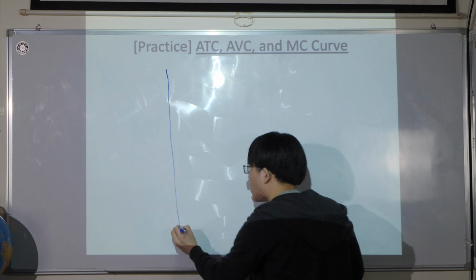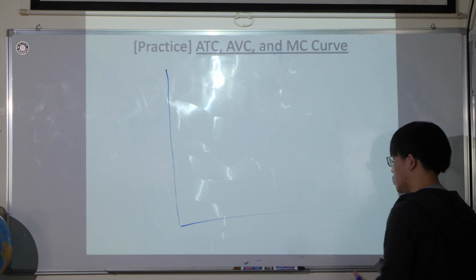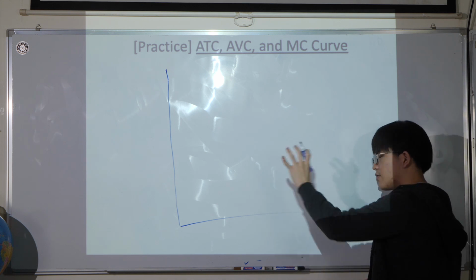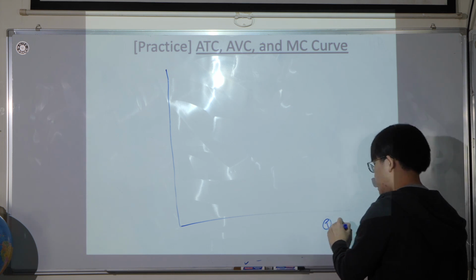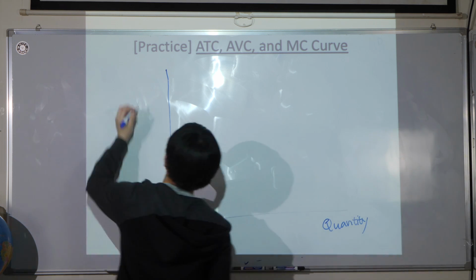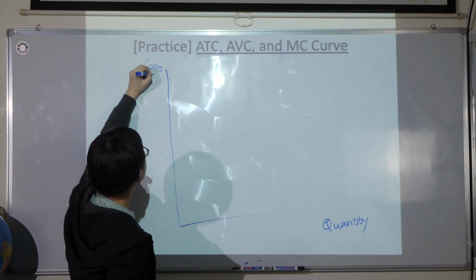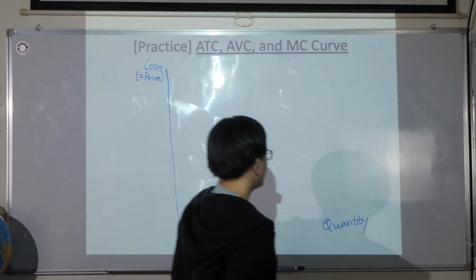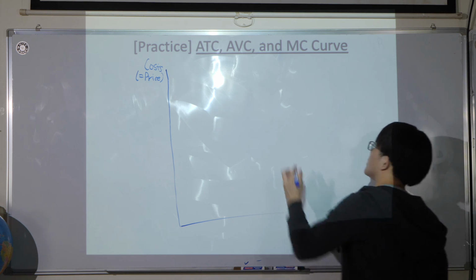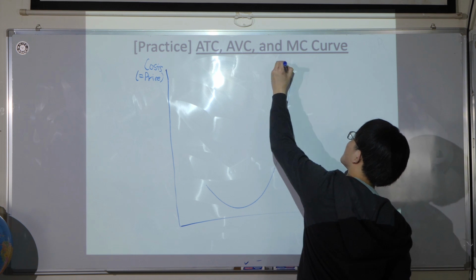So I will draw all three different graphs at once in one plane. And for the x-axis, you should label all of the axes. For the x-axis, we have quantity of output, or just quantity. And for the y-axis, we have cost or price. Whatever you want to put is fine. And we will first draw the MC curve. It is way better than just drawing in a weird way. So this is a fancy MC curve.